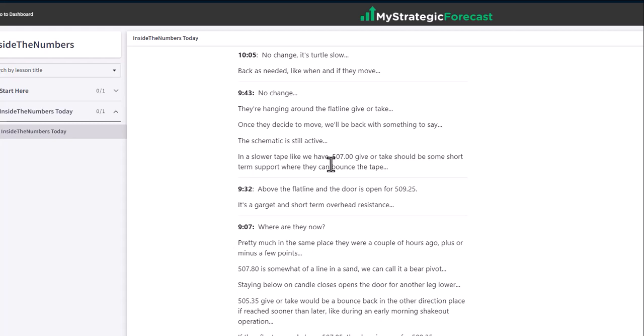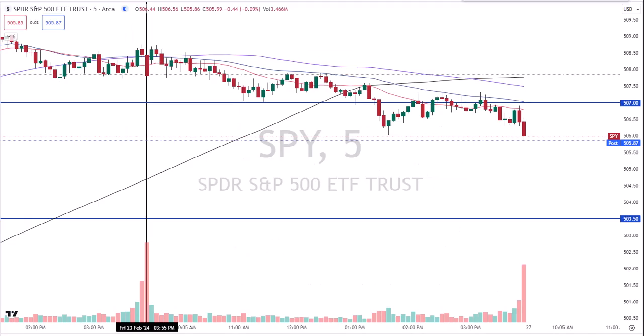It's a slower tape. Now that we know how they open, we get to gauge the velocity of the market. We see the participation. We see what's going on under the covers. We can see the makeup of the market. Therefore, I'm happy to put on the board 507, give or take, should be some short-term support where they can bounce the tape. Right of the vertical is today's activity. 5-minute SPY chart.